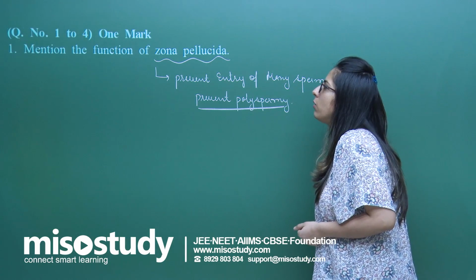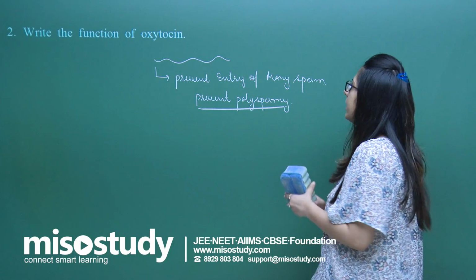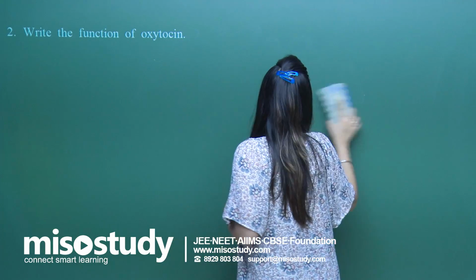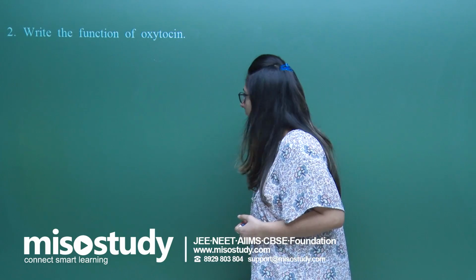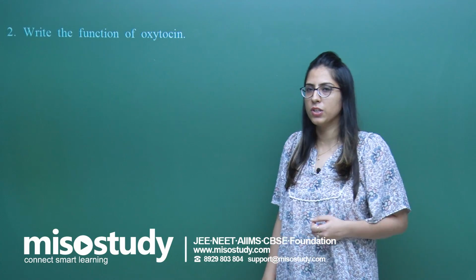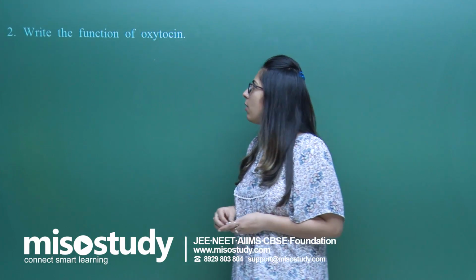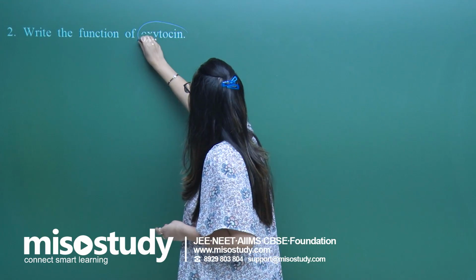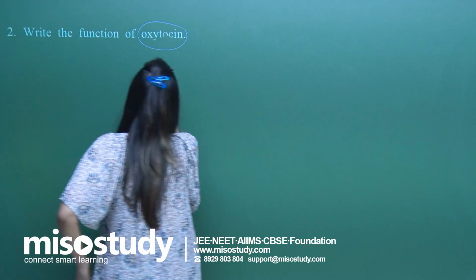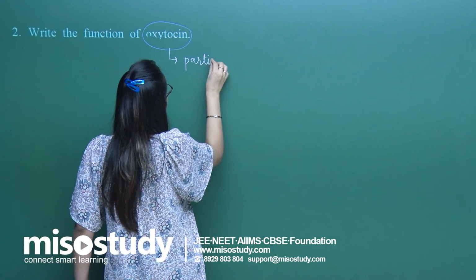Now, let's talk about question number 2. For that, I need to prepare a board for you. By that time, read the question. Write the function of oxytocin. In the previous session, we discussed the process of parturition, that means to expel out a baby. In that expulsion of the baby, a hormone is required, which is called oxytocin. So oxytocin is the hormone which helps in the process of parturition.